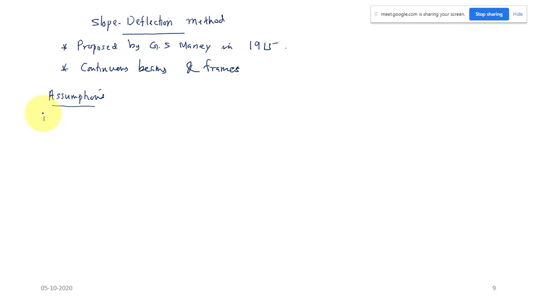And the first assumption is all the joints are rigid. Okay, we will be assuming all joints are rigid. That is the first assumption. The rigid joint means, this is the meaning. Suppose you have maybe a part of a truss. We have a joint here, and two members, one beam and one column, are joining.